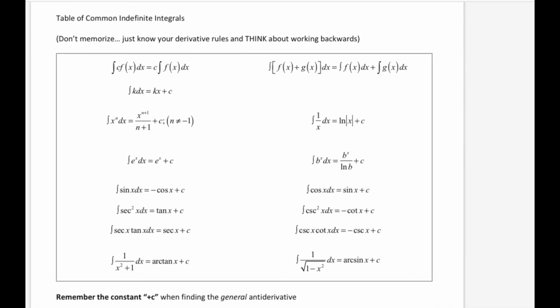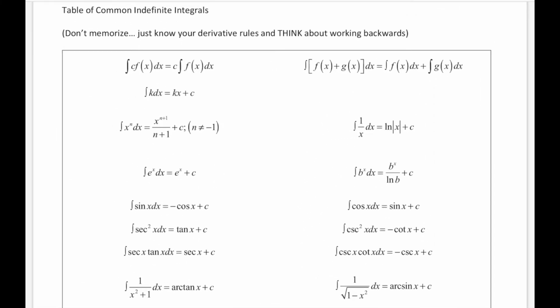Now, here's a table of common indefinite integrals. Don't memorize these. It's just the reverse of our derivative rules. We know our derivative rules; you've got to know the derivative rules. So we know going forwards, we know going backwards, thinking about that hierarchy: stepping down from a function gives us our derivative, stepping up is the antiderivative, the integral.